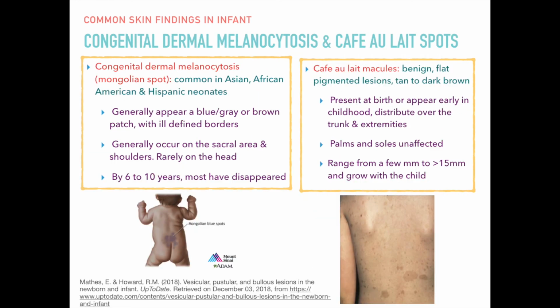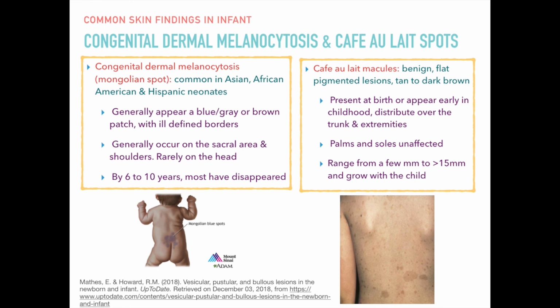So 2 more common skin findings in the pediatric population, one being the congenital dermal melanocytosis, also known as the Mongolian spot. This is common in Asian, African American, and Hispanic neonates. Generally, it'll appear as a blue, gray, or brown patch with ill-defined borders, generally on the sacral area, but also on the shoulders. Rarely does it appear on the head. And by 6 to 10 years old, most of them have disappeared.